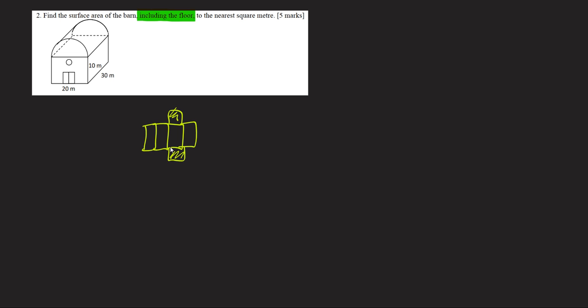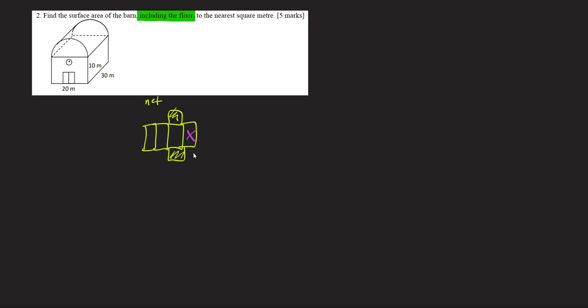So in this net, this is the net of that shape, we have to think about which ones we care about. In this case, it says including the floor, so we'll include the right side, the left side over here, the floor, the front, and the back. So we'll include everything but the roof, because the roof has been replaced with this arch. So we just have to knock out one of these. One of these doesn't count, but it's important to remember which one.